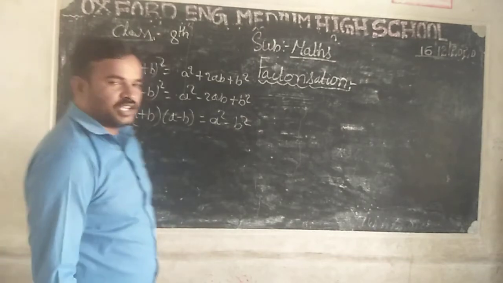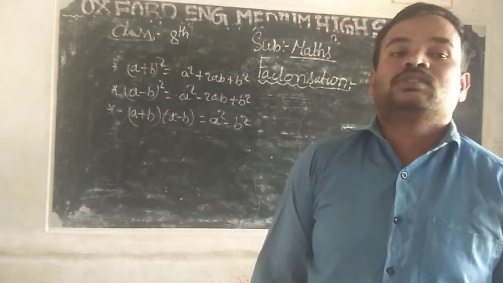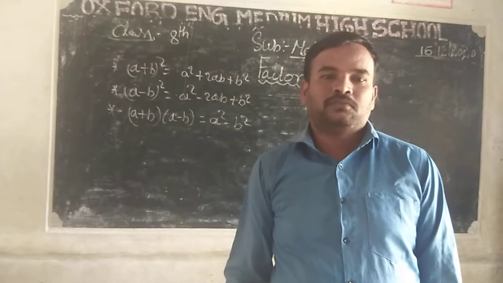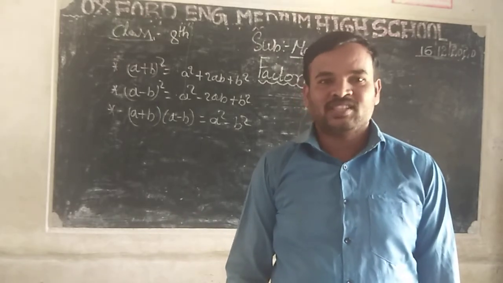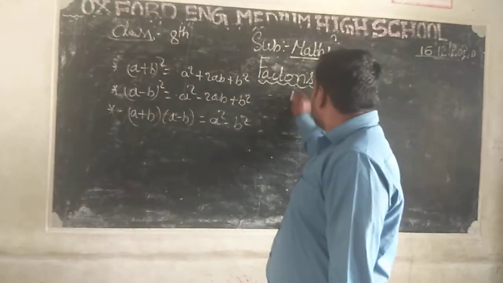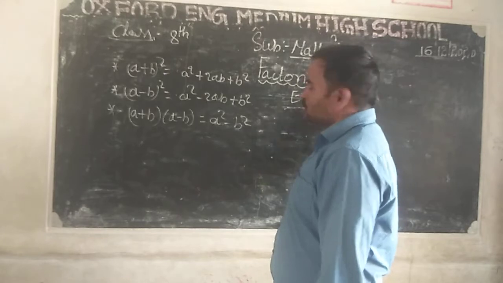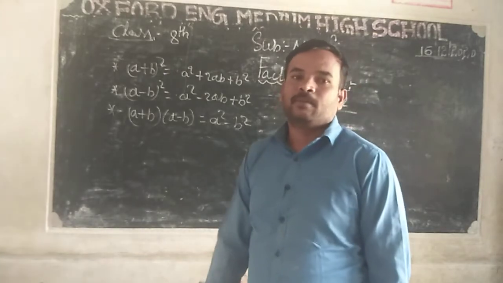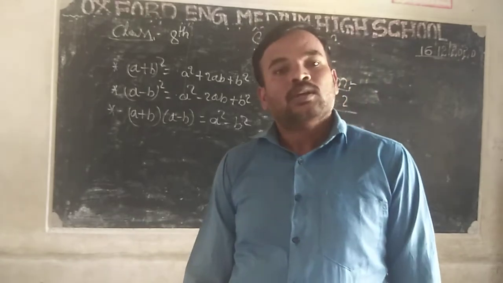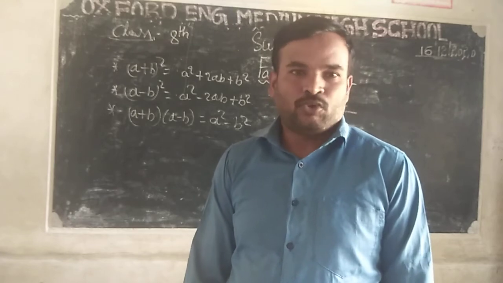So we discussed the three important identities in the last video class, and we also solved some worked examples on the basis of these three identities. Now in this video class we are going to discuss exercise number 6.2, what sums are given in this exercise, and how to solve them in detail.